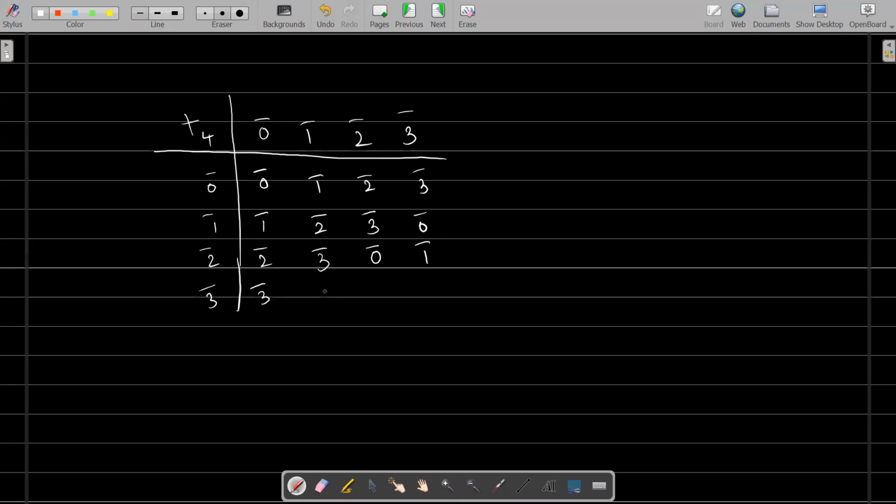Then this is class of 3. 3 plus 1 is 0. 3 plus 2 is 5, 5 is 1. 3 plus 3 is 6, 6 is 2. I hope everyone gets the table. And you see now from the very table that 0 bar works as identity.